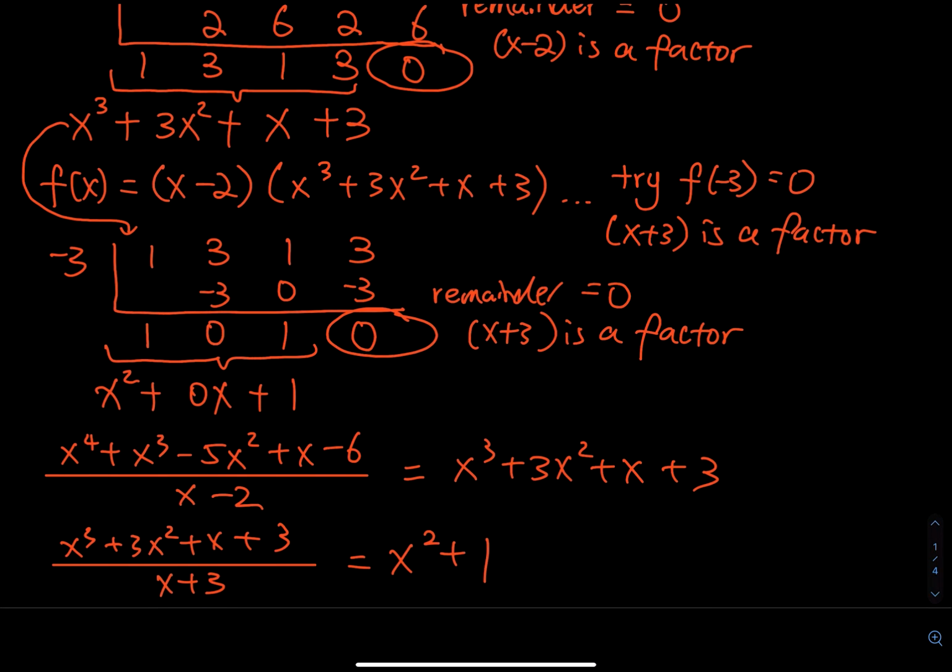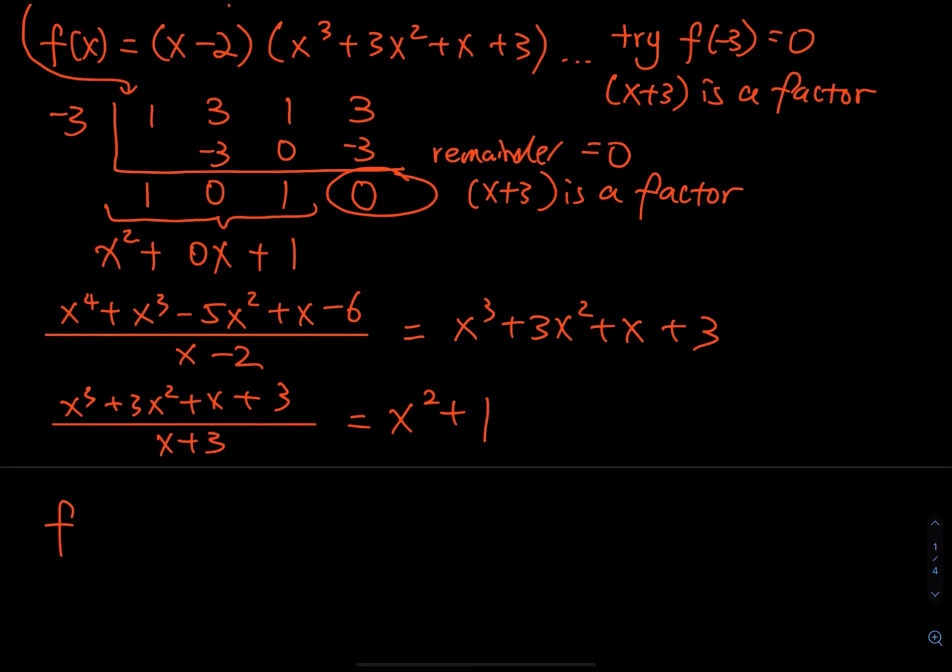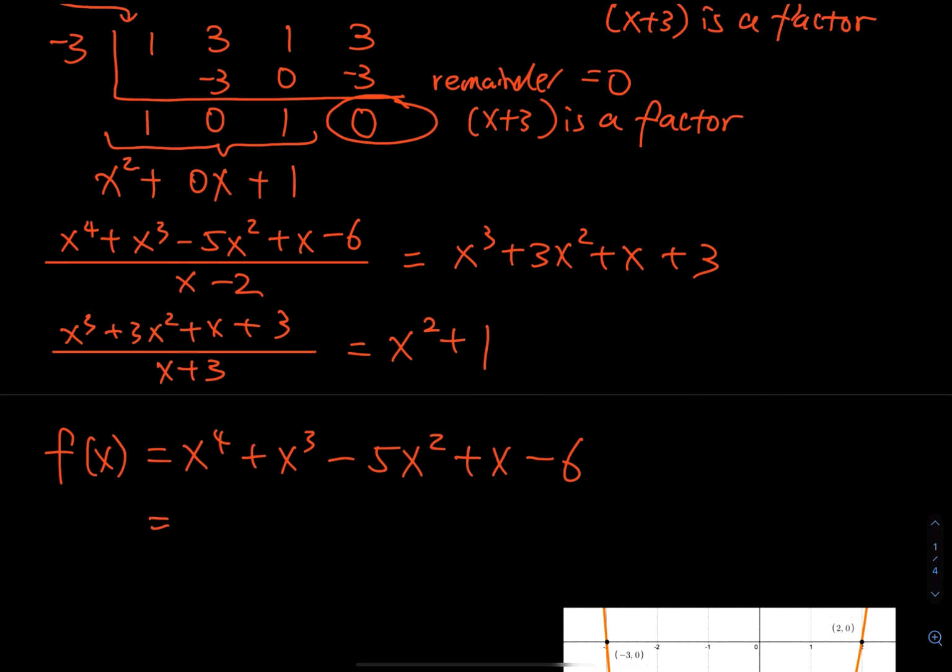Now, let's summarize everything. So f of x is equal to x to the 4 plus x to the third minus 5x squared plus x minus 6. This is what I gave you. The first factor you found is x minus 2. The second factor you found is x plus 3. And then you have x squared plus 1. Unfortunately, this is not a linear factor because there is no way to factor it over the real numbers. So this is the factorization.